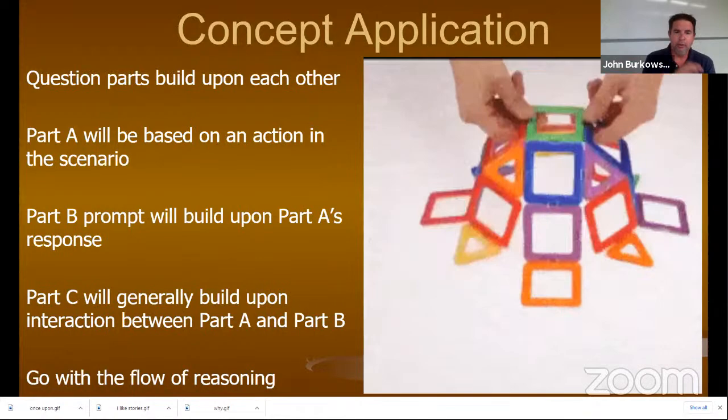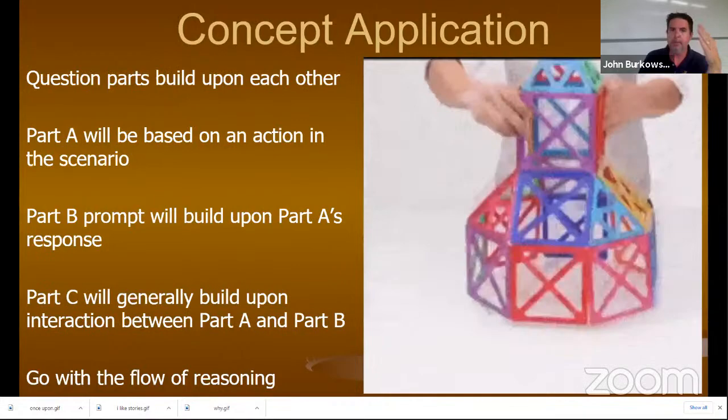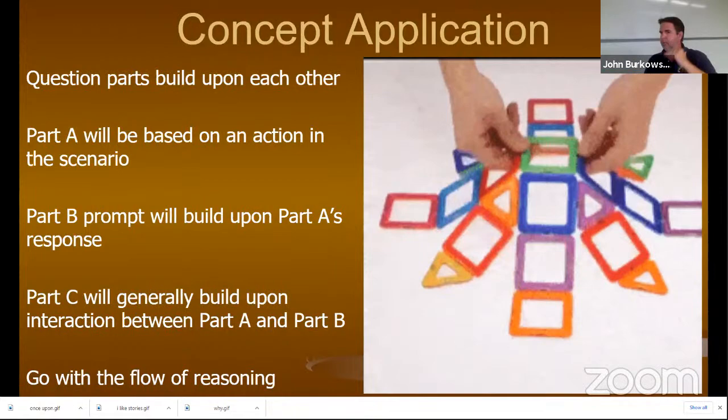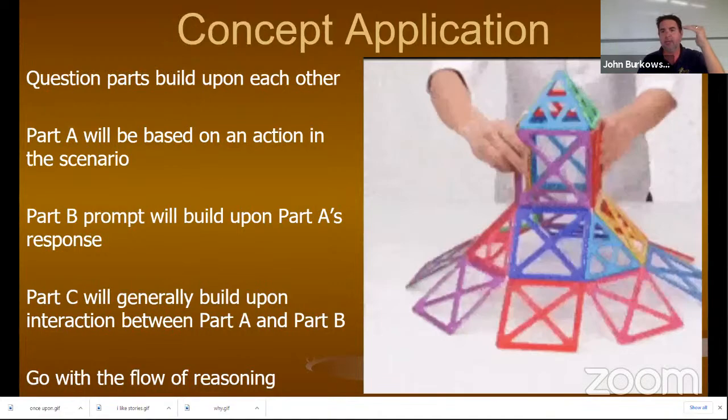Do part A, then part B, then part C. Do them in order. I totally recommend doing them in order. Do part A, then segue to part B, then segue to part C. I do not recommend skipping or going back and forth between them. That's not going to do it for you because of how they're built. They're built upon each other.